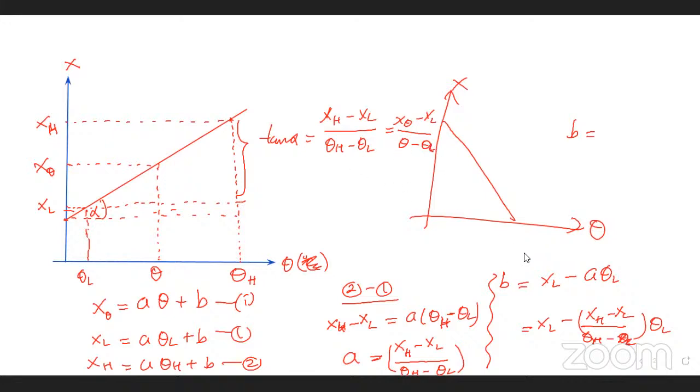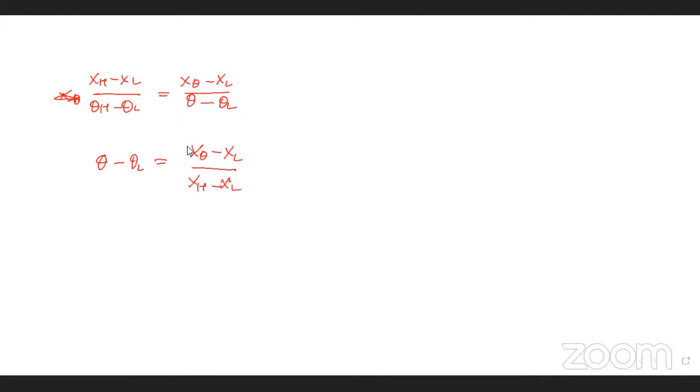Using this, you can get the theta value by making the equation in terms of x and theta. XH minus XL divided by theta H minus theta L equals X theta minus XL divided by theta minus theta L. So then, theta minus theta L is equal to X theta minus XL divided by XH minus XL times theta H minus theta L.